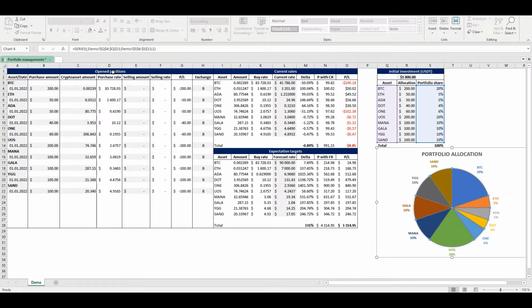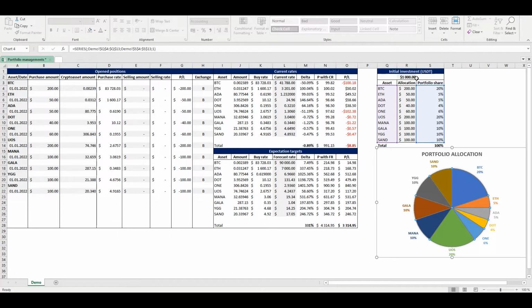Then you have open positions. So over here, you type in the positions that you've entered into using your existing portfolio. Then you have current rates. Current rates allow you to monitor your performance by typing in the current rate of the asset that you have purchased. The final section is expectation rates, which is demonstrating your forecasted rates where you would like to be. Okay. Let's get to it.